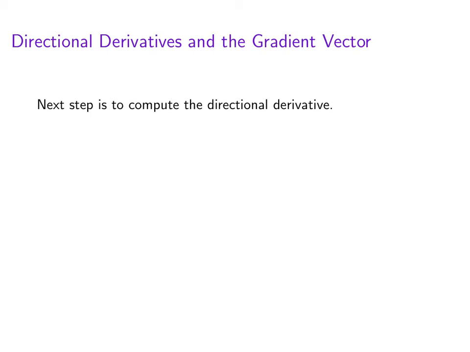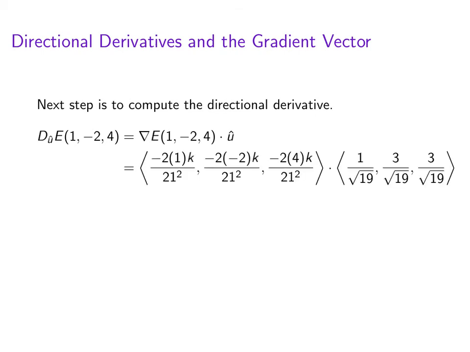The next thing we'll do is compute the directional derivative. The directional derivative of the strength of the electric field is equal to del E dot u. u is a unit vector in the direction of our derivative, and del E we've already computed. That's the gradient of the strength of the electric field. So we're going to dot these things together now. And we end up with negative 14k over 21 squared times the square root of 19. This is a scalar. The rate of change using a directional derivative is always a scalar.